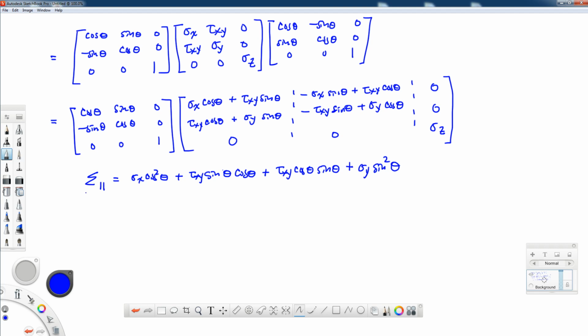All right, continuing on, I can write down the term capital sigma 1, 2. It's going to be this row, this column. I've been mixing that up. This column times the second row over here. So the first term, I'm going to have a minus sine theta multiplied by all the terms. So let me write this as a minus sigma x sine theta cosine theta minus tau xy sine squared theta plus tau xy cosine squared theta plus sigma y sine theta cosine theta.